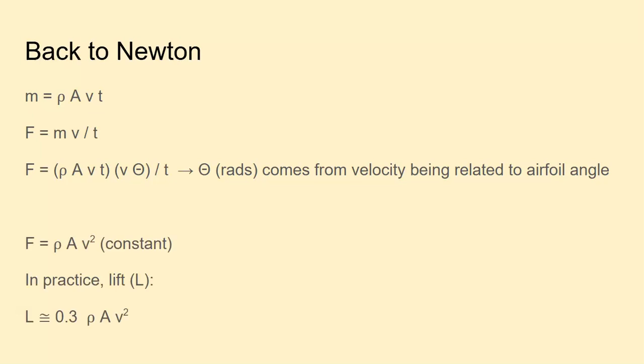So what do we got here? We got density, which you can look up for air, times the area of the wing, times the velocity squared. You can see here how velocity times velocity is going to give you velocity squared. The times cancel out, and then I'm left with a constant. So in practice, lift is approximately equal to 0.3 times density times area times velocity squared. The 0.3 again comes about from experiment, and the velocity squared is pretty critical to see.